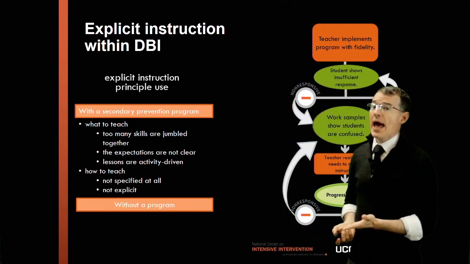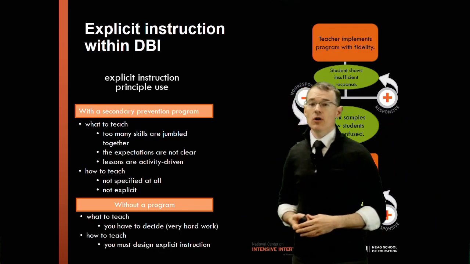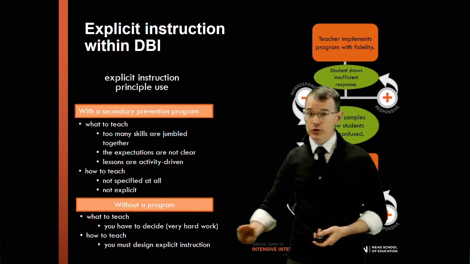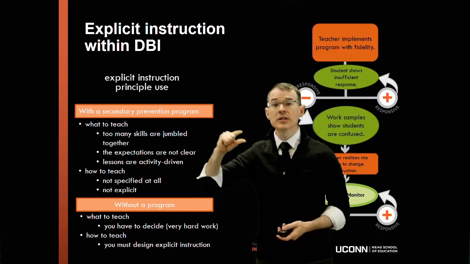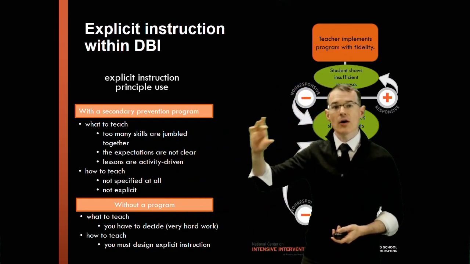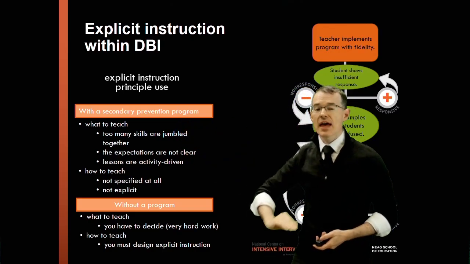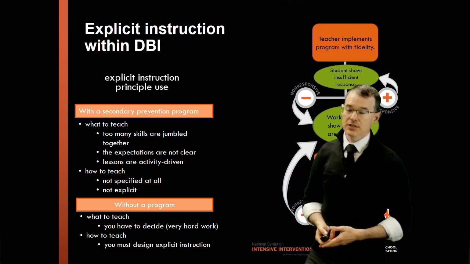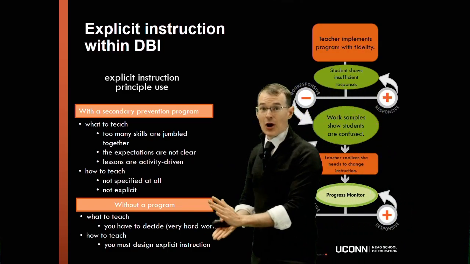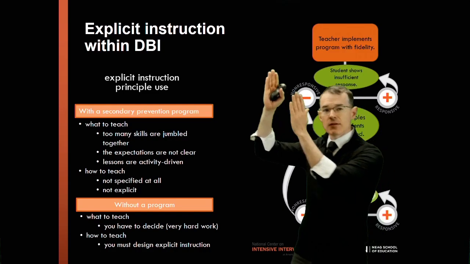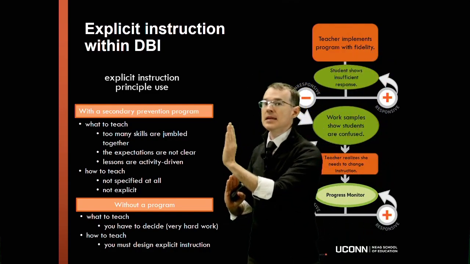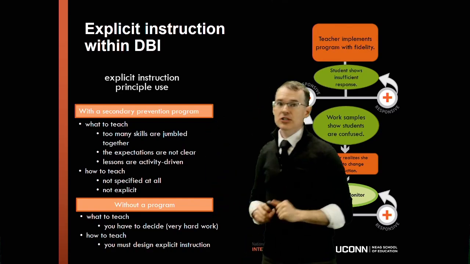In cases where you don't have a program, it's even more difficult. In this case, you have to decide what to teach, and that is really hard to do. But along with that, you need to choose the objectives and you need to figure out how to teach them explicitly. And then when you decide how you're going to teach it, you need to design it using an explicit instruction framework. So very hard work. But I want to be clear that even if you're using a secondary prevention program and you're implementing with fidelity, that may mean you still need to change the instruction to make it more explicit.